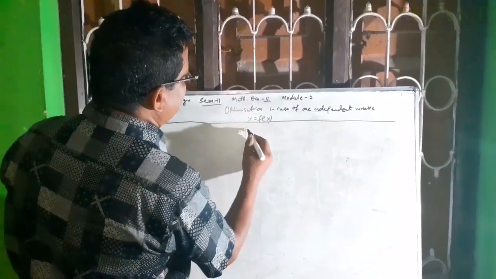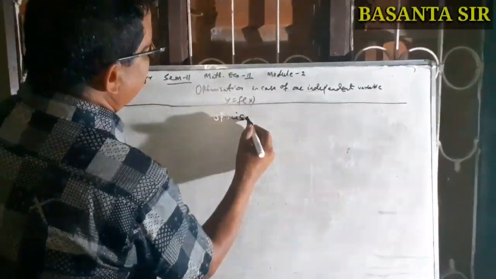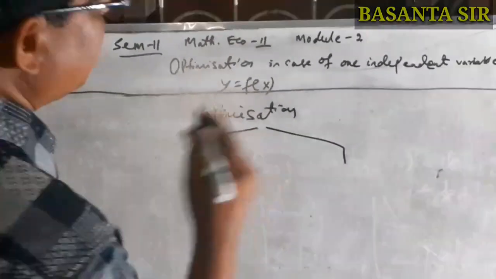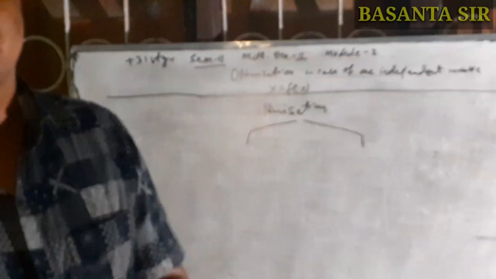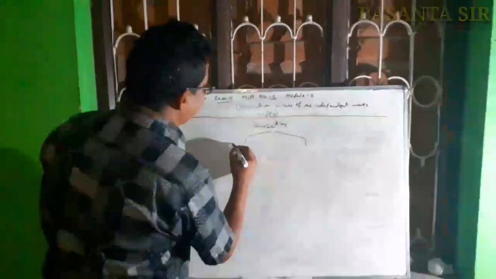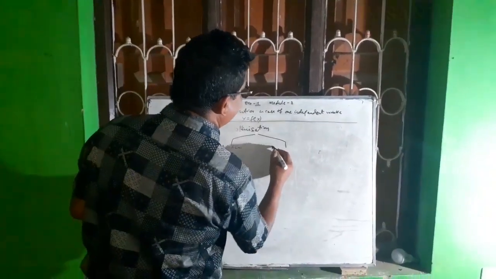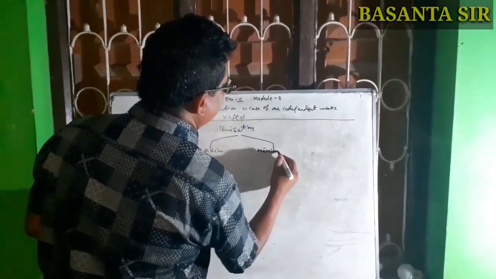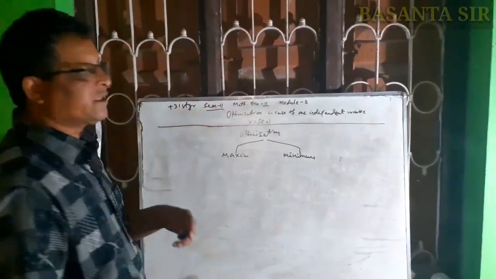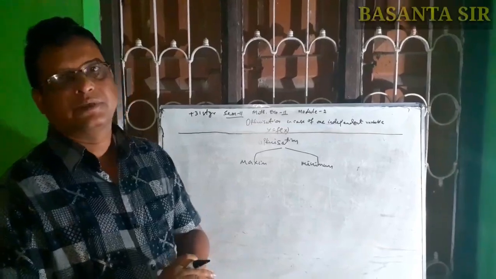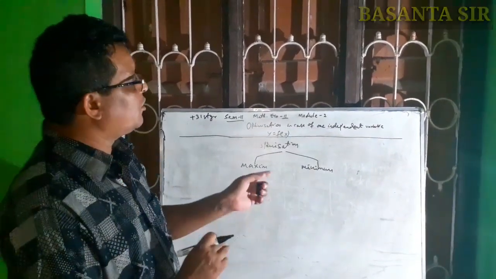What does optimization mean? Optimization is a term used for change in economics. Change means rise or fall. So optimization is maximization, that is maximum or minimum. The process of finding out the maximum and minimum value of a function is called optimization.